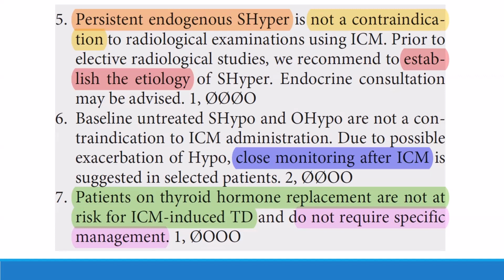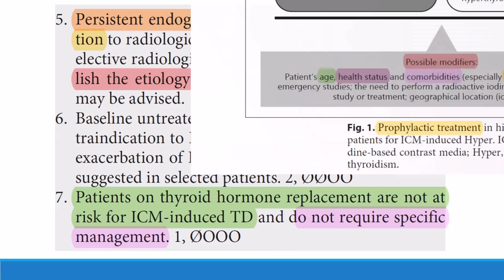Untreated subclinical hypothyroidism or overt hypothyroidism is not a contraindication to ICM administration, but due to the possible exacerbation of hypothyroidism, we should do close monitoring after the contrast media. Patients on thyroid hormone replacement therapy are not contraindicated and don't require specific management.